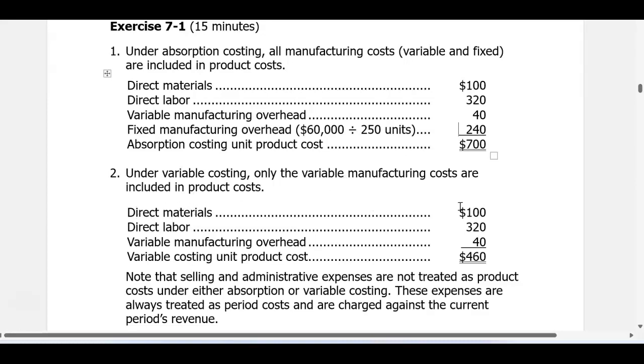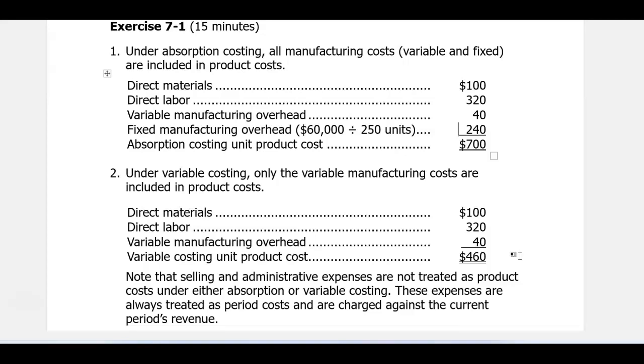Include this: material, variable, yes. Labor is variable. Variable manufacturing overhead, which is $40, we have it already. And that gives us variable costing unit product cost of only $460. So as you see under variable costing, we just add up the variable cost because fixed cost is gonna happen no matter what. So we just wanna know how much really variable we have if we start producing anything.